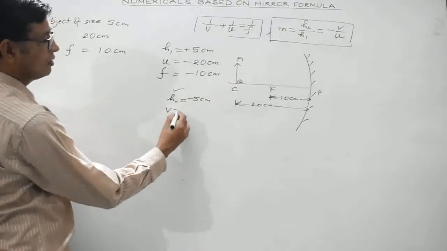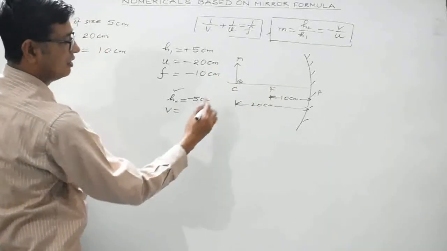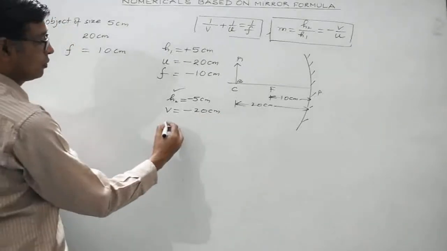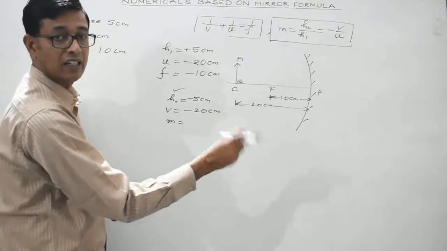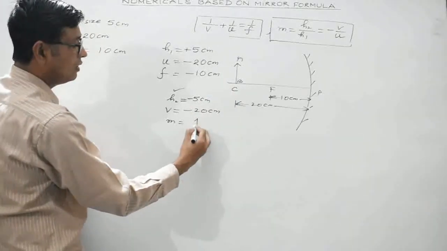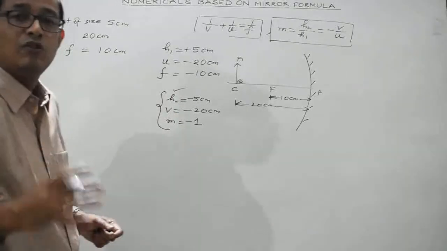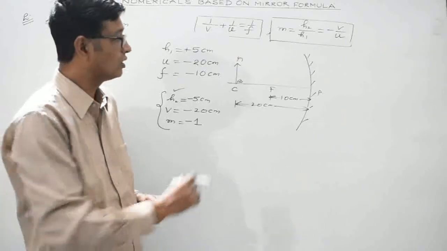What should be the position? It is real, formed at the same point C. So it should be 20 centimeter. What should be the linear magnification? It is H2 by H1, and inverted, same size. So 1 with negative sign. So these are the answers which we can obtain without doing a single mathematical step, just by using our theoretical knowledge.